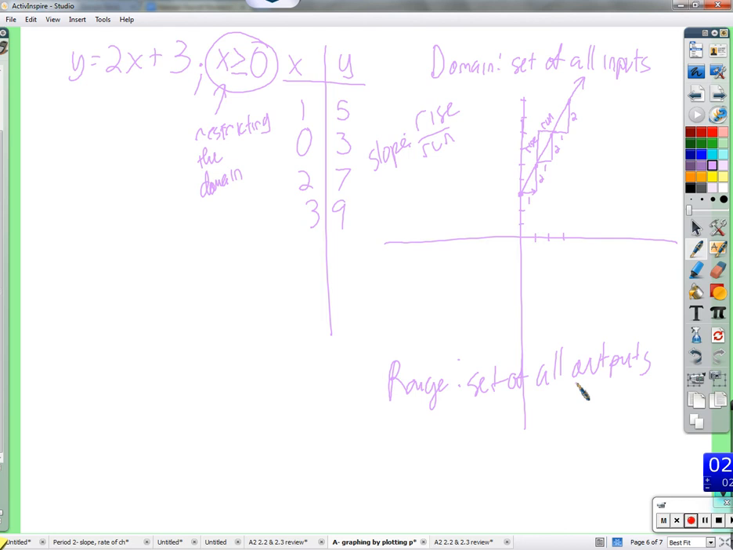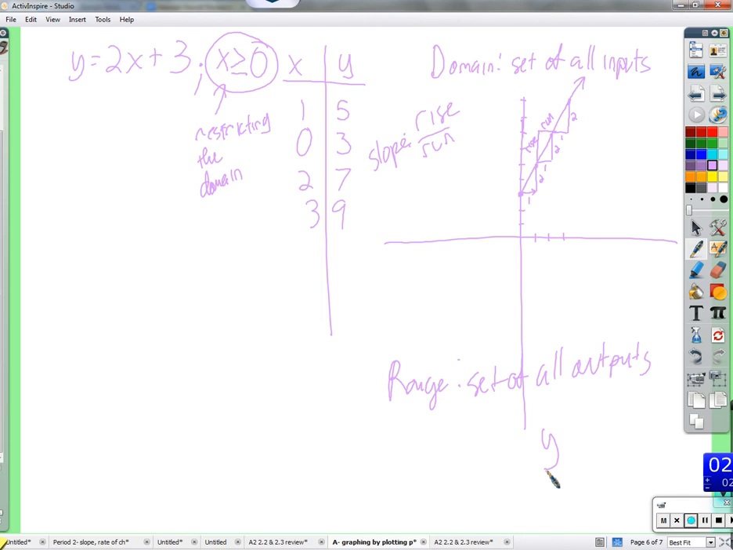What else is not part of the range? 1. How about 1.5? Everything between 1 and 2. How about everything between 0 and 1? How about all the negative numbers? Okay, we're starting to see it. What values of y can you get?